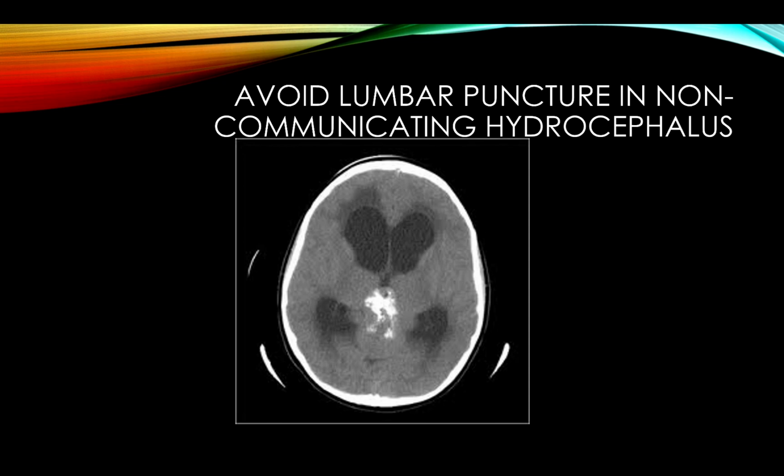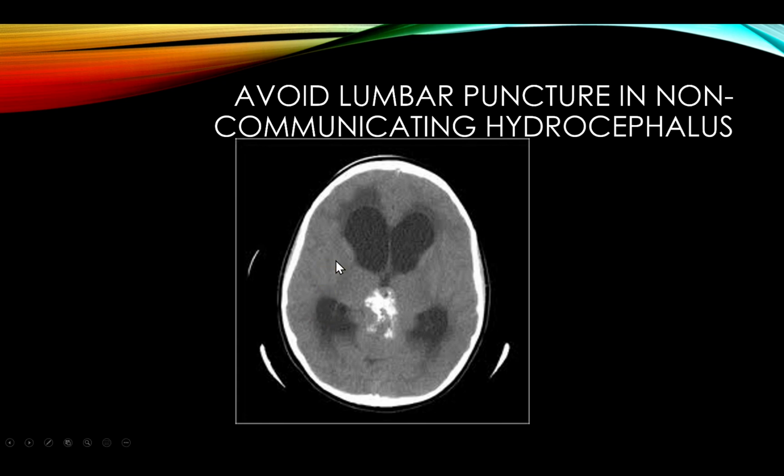Well, when you draw all that fluid out of the lumbar cistern, you are now creating an even more dramatic pressure gradient between the very high pressure here in the lateral ventricles, and now you're creating a lower pressure below that by drawing spinal fluid out. And so this can be life-threatening. This pressure gradient can now cause the brain to herniate.